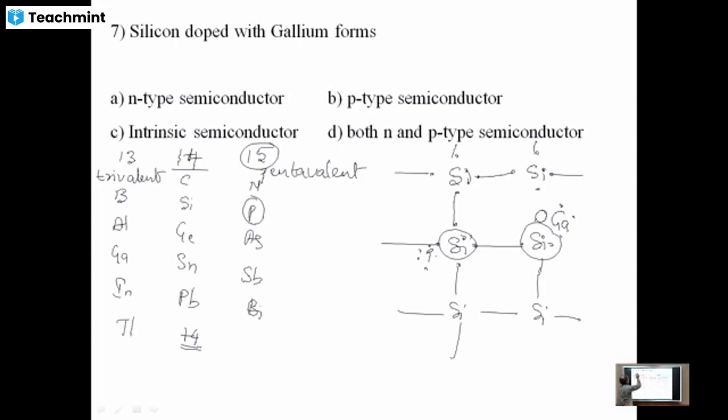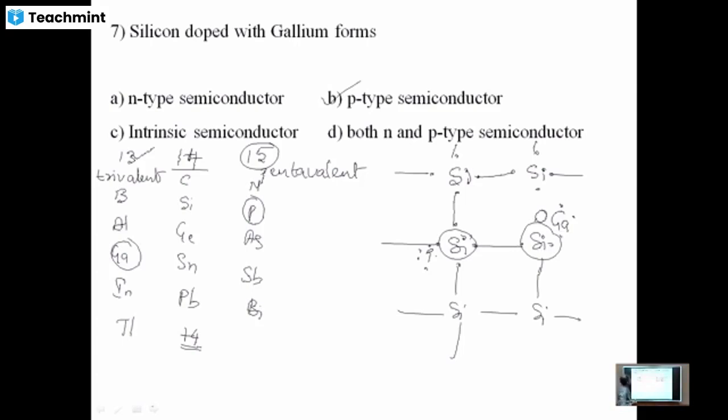Okay. Here, silicon is doped with gallium. Gallium is group 13 element. Therefore, it forms P-type semiconductor. That is option B. If the question is silicon doped with nitrogen, phosphorus, arsenic, or any other group 15 element, then the answer will be N-type semiconductor. Okay. Next question.